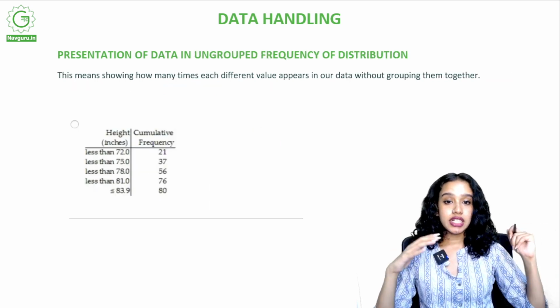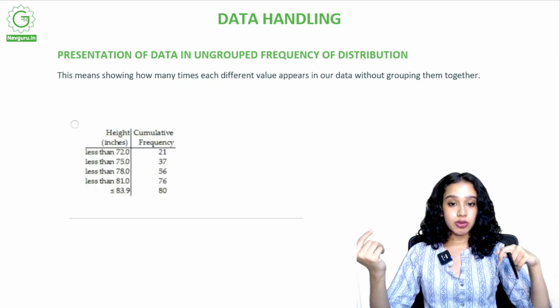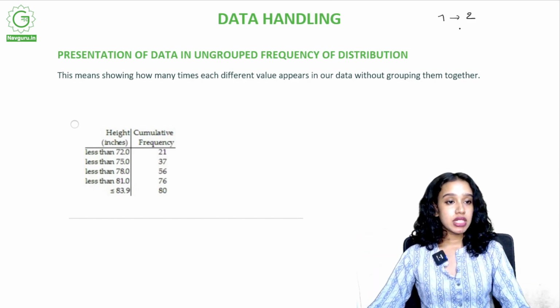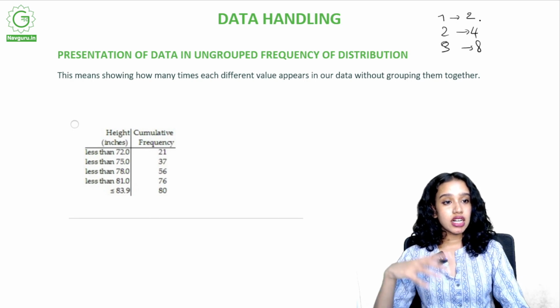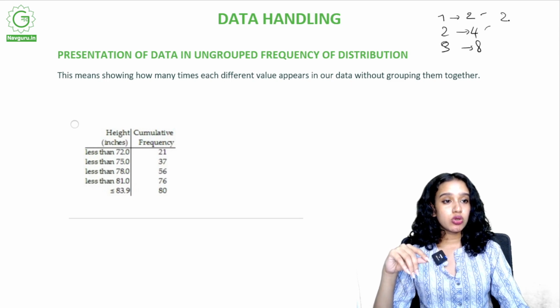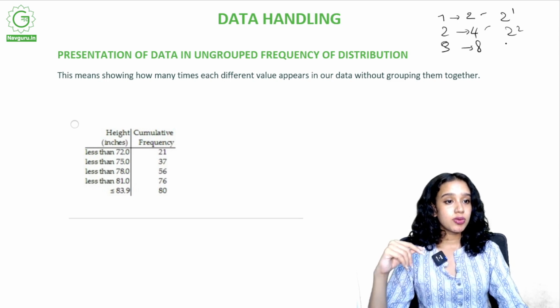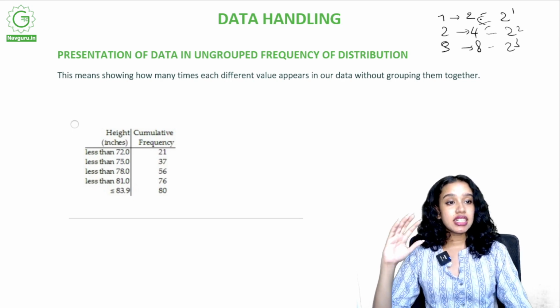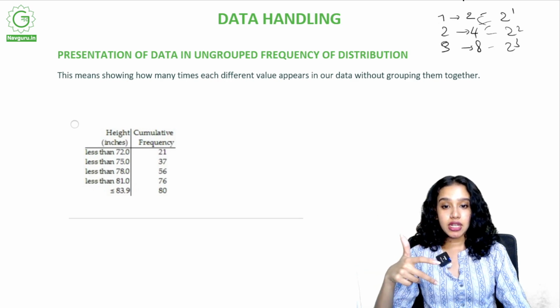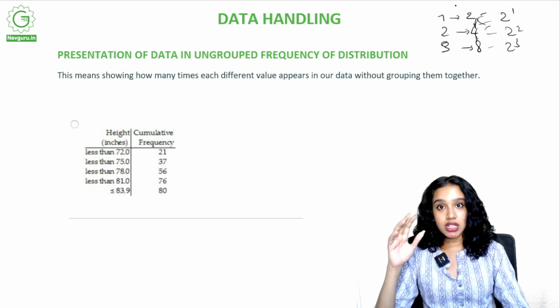Now, presentation of data in ungrouped frequency distribution, right? Let's see, if we have 1 appearing 2 times, 2 appearing 4 times and 3 appearing 8 times, right? This has a particular way in which the numbers are appearing. It is actually 2 raised to 1 is 2, 2 raised to 2 is 4, 2 raised to 3 is 8. So we get a relation here. We could find a relation between the first number and the second number, and with each other two, we could frame a relation.